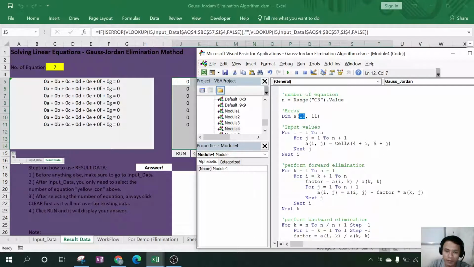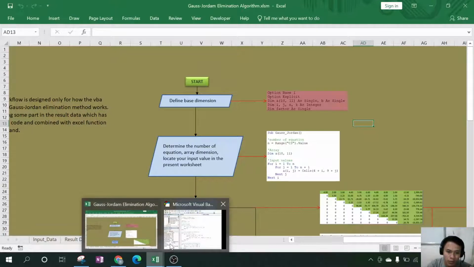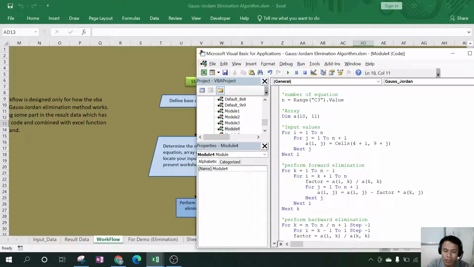Then for our input values, let's go back to our workflow. That is the number of equations, array dimensions, and your input values. To point out where your input value is on the present worksheet, I have prepared this command: For I 1 to n and for J 1 to n plus 1, when n is 10. So I is 1 to 10 and J is 1 to 11.